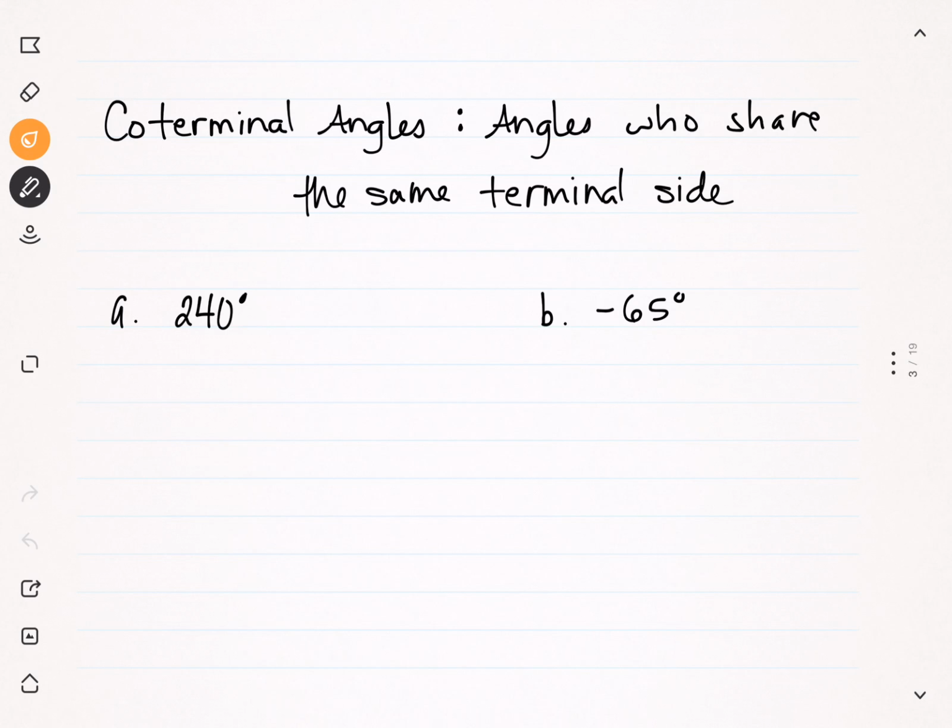So coterminal angles are angles who share the same terminal side. Okay, so for instance, we just graphed the angle 240. Okay, so that angle was in quadrant 3, so there's 240 there. So I could go counterclockwise 240 degrees and it'd get me to this terminal side located in quadrant 3.